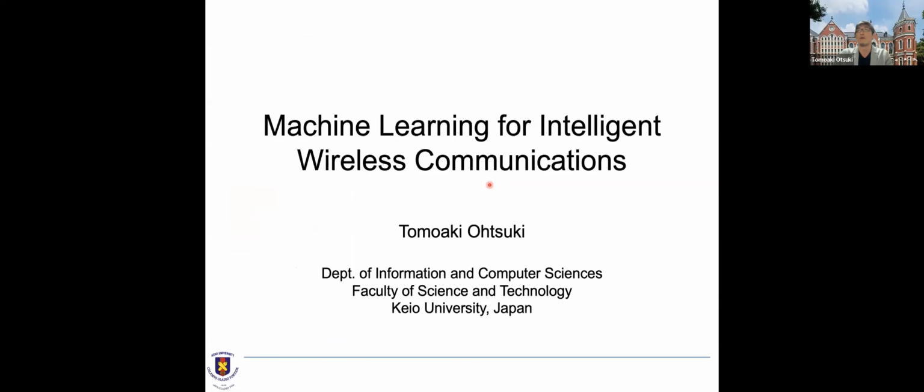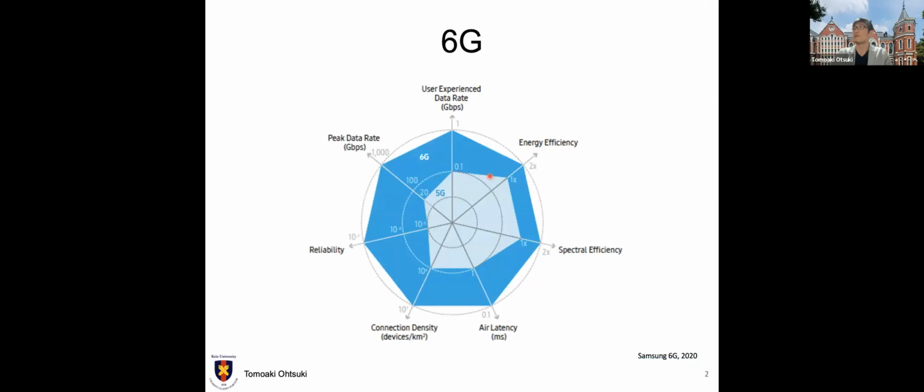Okay, so I checked the attendees' names, and I found that some of you are more familiar with this topic, but I tried. So the title today is Machine Learning for Intelligent Wireless Communications. I'm Tomoaki Ohtsuki from Keio University, Japan. Some parts of my presentation some of you have already seen before, but I try to include some new ones, so I hope you can get some information.